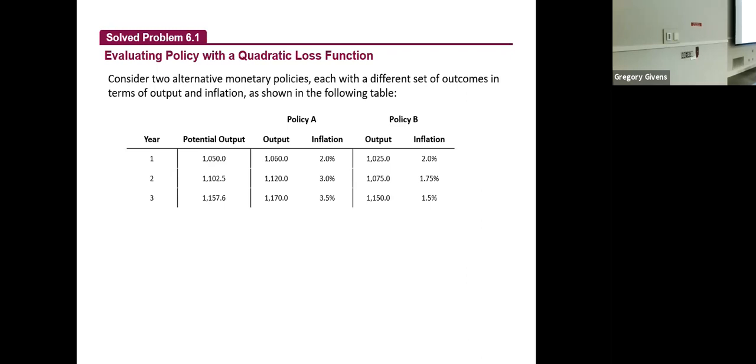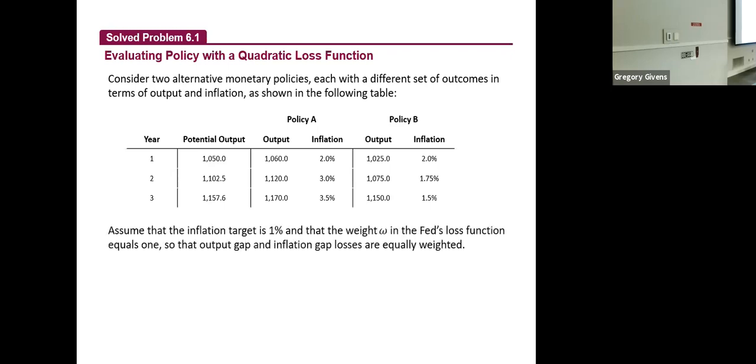Now you'll notice that potential output doesn't depend on either of these two monetary policies. Why? Because most economists think that potential output is something that's beyond the scope that central bankers can actually influence with their policy. All right, that we can affect the actual level of output and inflation, but not potential output. All right. What I want you guys to do is assume that the inflation target is 1% instead of 2%. All right. And the weight omega in the Fed's loss function is equal to 1. So the Fed here is equally weighting inflation gaps and output gaps in its loss function.